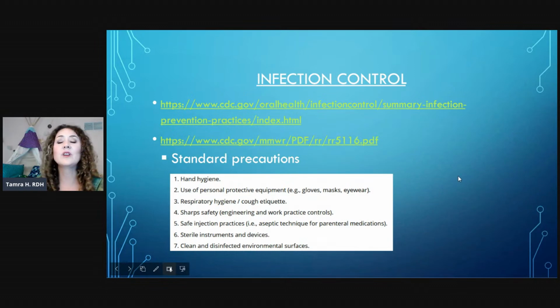Our hand hygiene. Make sure that we are washing our hands as frequently as we should before and after patients, scrubbing for that recommended 20-second time. The use of personal protection equipment looks a little bit different for some of us right now. We're wearing different types of masks and face shields. How about our respiratory hygiene? Making sure that we're using proper coughing etiquette, sneezing etiquette, cleaning afterwards, making sure that we're covering our coughs. Of course, sharps safety, making sure that we're practicing the correct ways of managing that. Our safe injection practices, our sterile instrumentation and devices, especially when it comes to our X-ray devices, and clean and disinfected environmental surfaces.